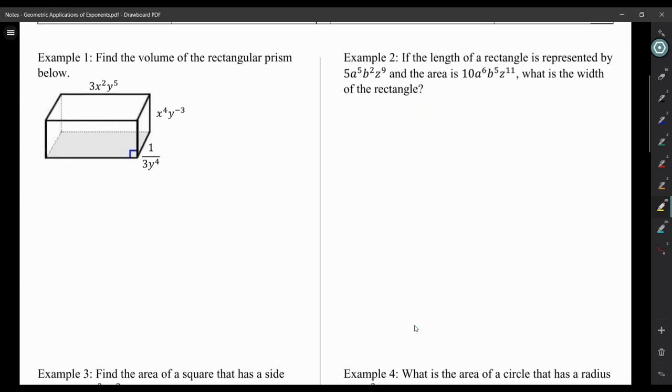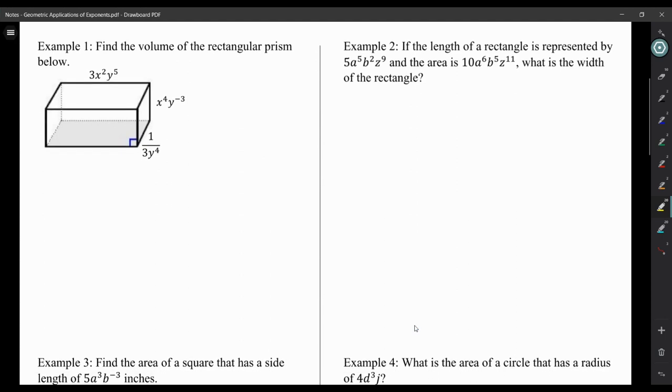So with these, we're going to use the formulas above to find an expression that represents whatever it's asking. So for example 1, it asks you, what is the volume of the rectangular prism below? The volume of a rectangular prism is found by multiplying length, width, and height. So we're going to multiply all three of these together. This one right here is your length. This one here is your height. And this one here is your width.